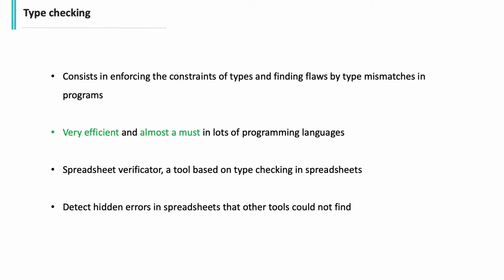That is type checking. Type checking consists in enforcing the constraints of types and finding flaws by type mismatches in programs. It is very efficient and almost a must in lots of programming languages. Today, I will show you Spreadsheet Verificator, a tool based on type checking in spreadsheets, and show you that it could indeed detect hidden errors in spreadsheets that other tools couldn't find.